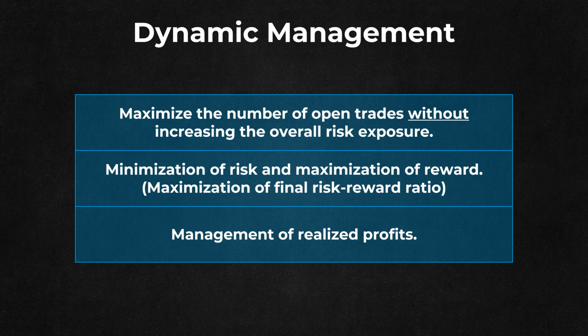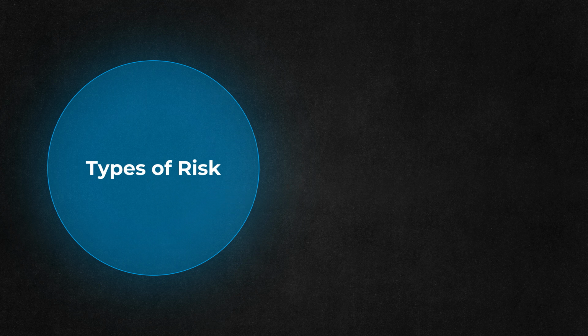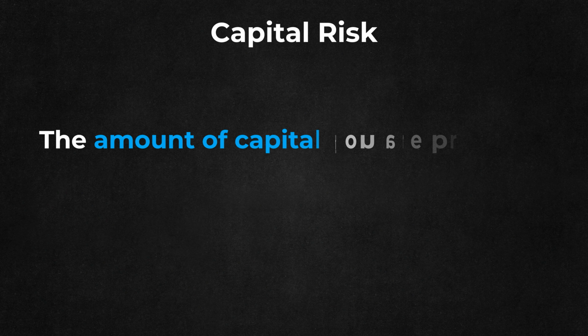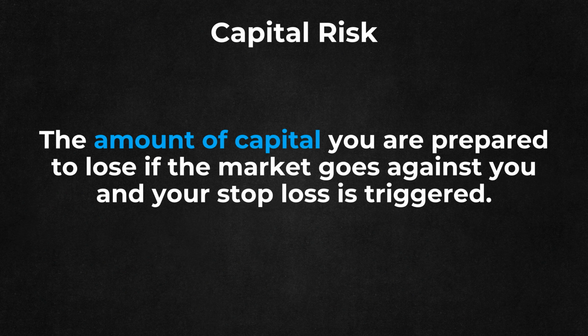Before we move on to risk transformation techniques, we need to grasp the different types of risk and the concept of risk conservation. Let's begin by defining the different types of risk. The first one is capital risk. This is the most obvious risk of all, which is the amount of capital you are prepared to lose if the market goes against you and your stop loss is triggered.